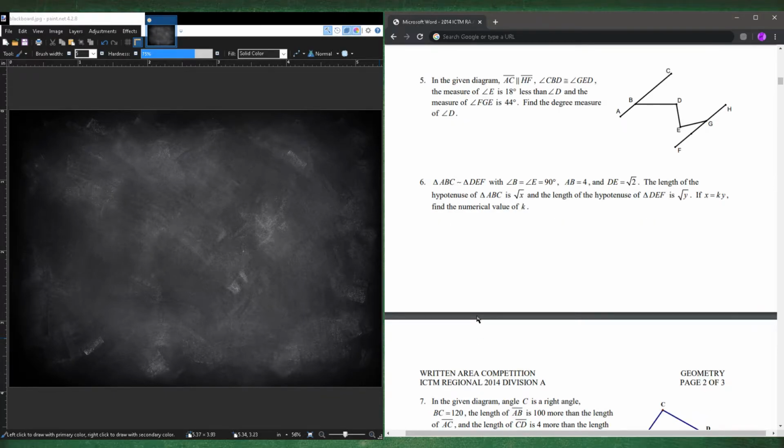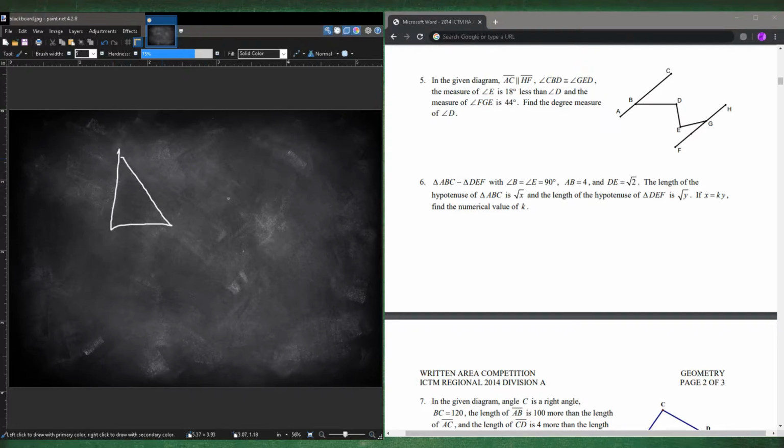Number 6. Triangle ABC is similar to DEF, and B and E are 90 degrees. So they're both right triangles. Let's call this A, B, C, and this is D, E, F. They're similar this way. So AB is 4, and DE is square root 2. The length of this is square root x, and this is square root y. We need to find k, where x is equal to ky. If it's similar triangles, you have to scale it. So you scale this by 2 square root 2, because 2 square root 2 times square root 2 is 4.